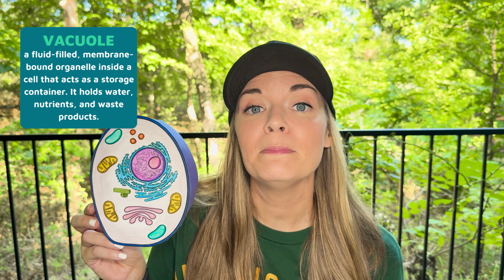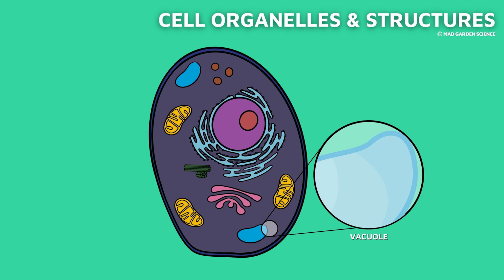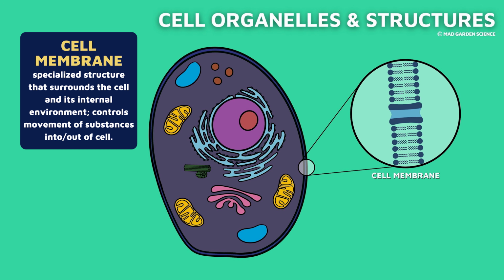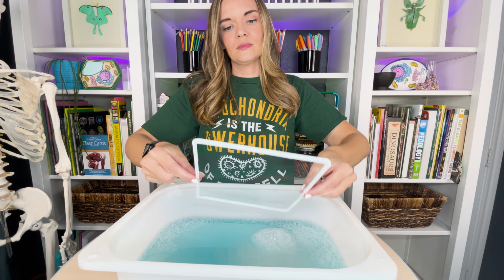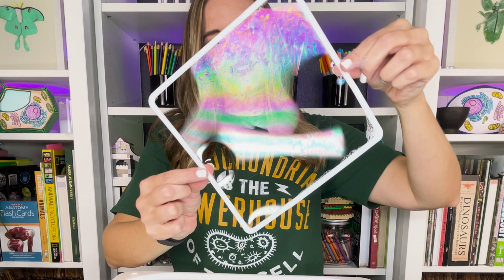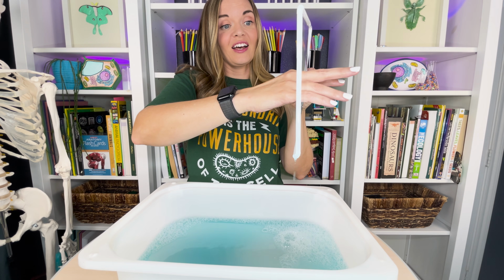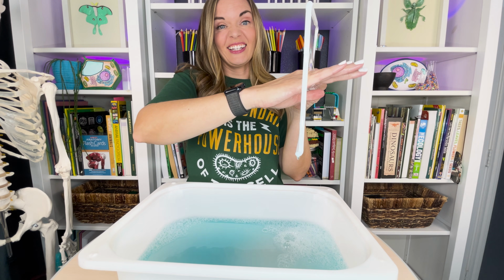Vacuoles are temporary membrane-bound storage containers for the cell. They store and transport water, food, and waste. The cell membrane is a semi-permeable outer layer that holds the cell together and regulates what enters and exits the cell. This bubble is a good way to visualize a cell membrane. A cell membrane can move around, is flexible, and can allow materials to pass across it without breaking.